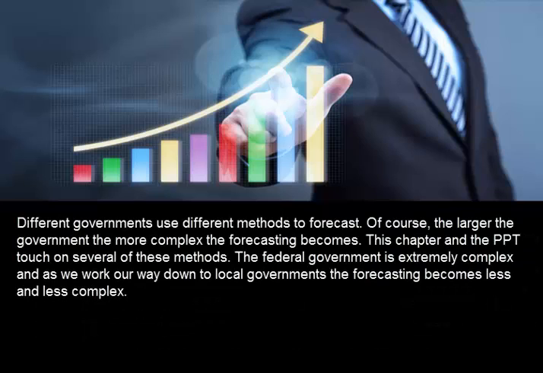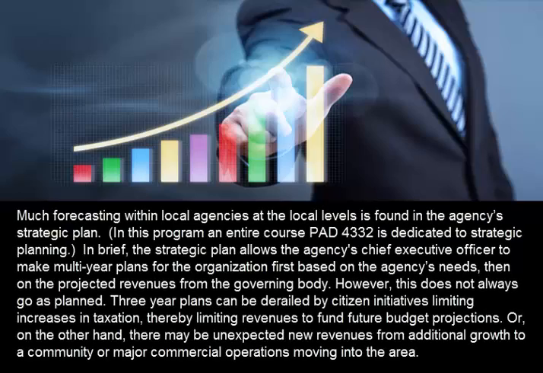Different governments use different methods to forecast. Of course, the larger the government, the more complex the forecasting becomes. This chapter and the PowerPoint touch on several of these methods. The federal government is extremely complex, and as we work our way down to local governments, the forecasting becomes less and less complex. Much forecasting within local agencies at the local levels is found in the agency's strategic plan.